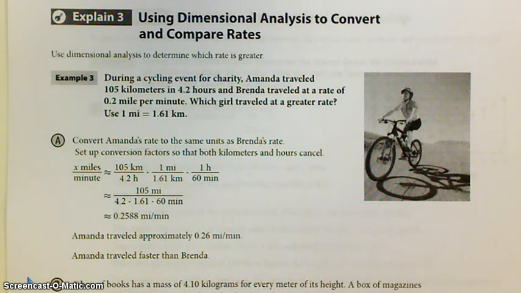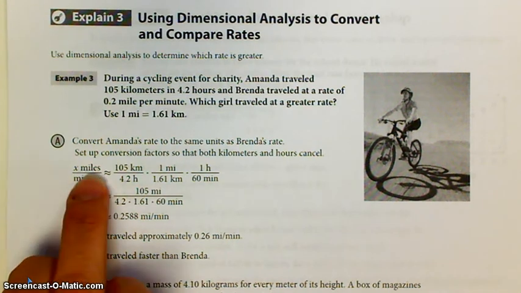And they said to use 1 mile is equal to 1.61 kilometers. So the problem with comparing Amanda and Brenda right now is it's kind of like you're comparing apples to oranges because their speeds are not in the same units. So here we go. We're going to convert Amanda's rate to the same unit as Brenda's rate. Or we could have, conversely, converted Brenda's rate to the same rate as Amanda's rate. It really doesn't make any difference. Personally, I would have done kilometers per hour, but that's just me.